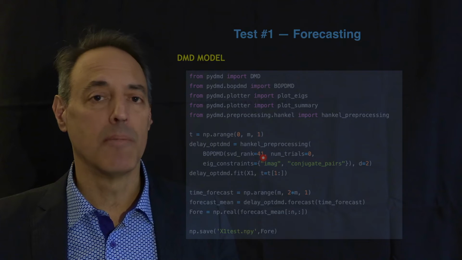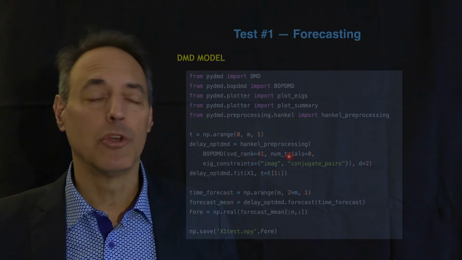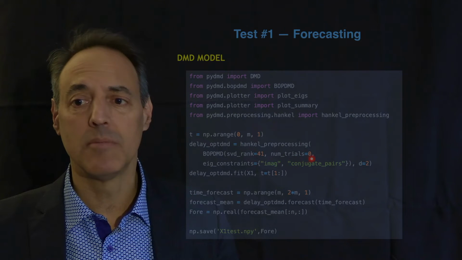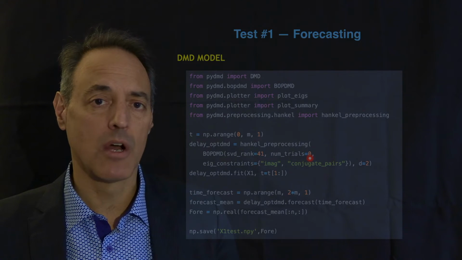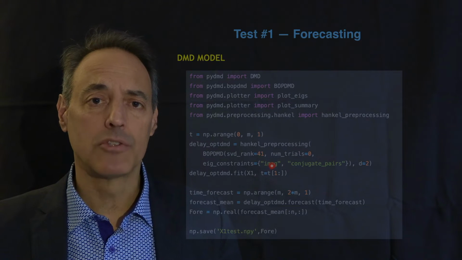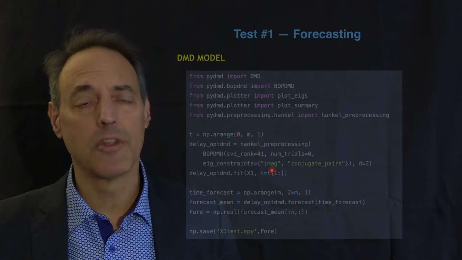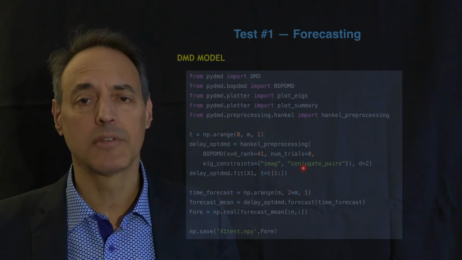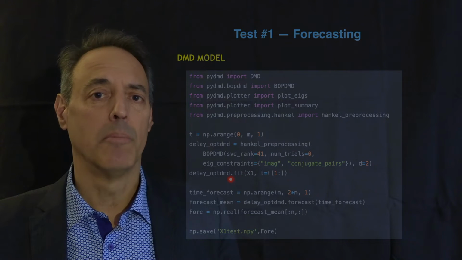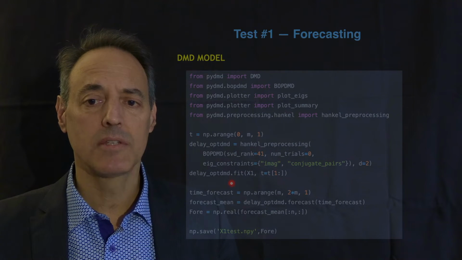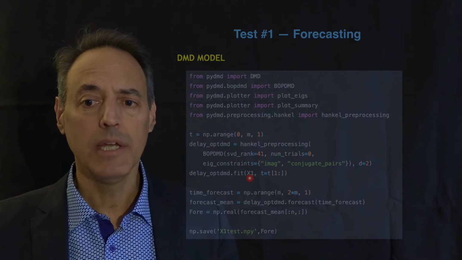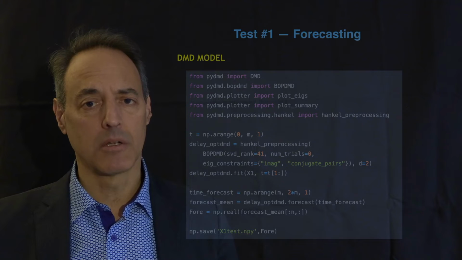You get to pick how many modes you want to use. Here you could use a statistical bagging for this, so it would be bagging optimized DMD here, but I'm just going to use standard optimized DMD. And I'm also going to constrain the eigenvalues. So the eigenvalues of the DMD model, I'm going to say that they only live on the imaginary axis and they come in complex conjugate pairs. And then fit the model. That's it. So I just define this and I fit the model to the data set X1. Okay, and that's going to do all the work for fitting the model itself.